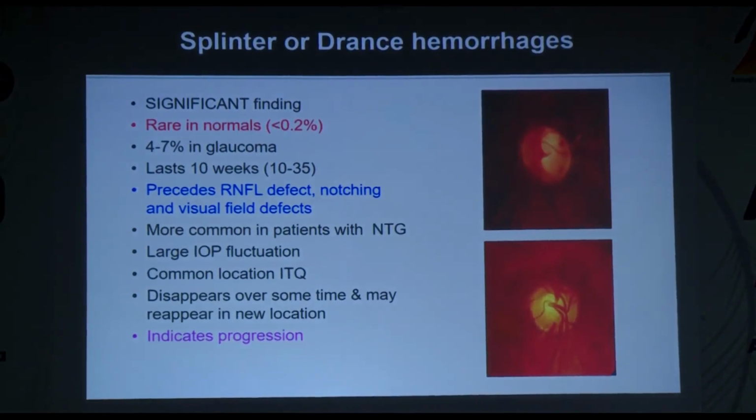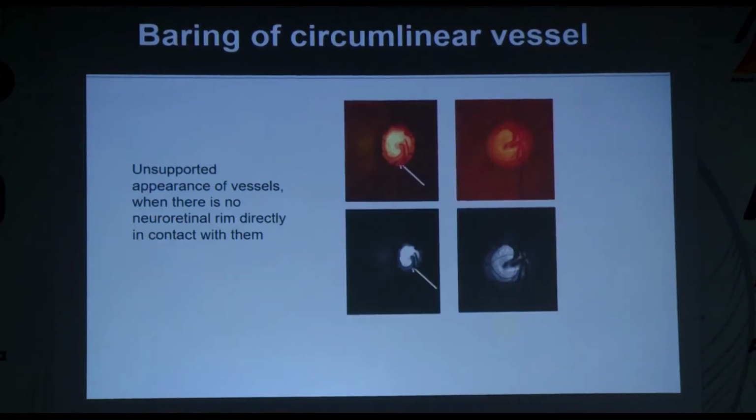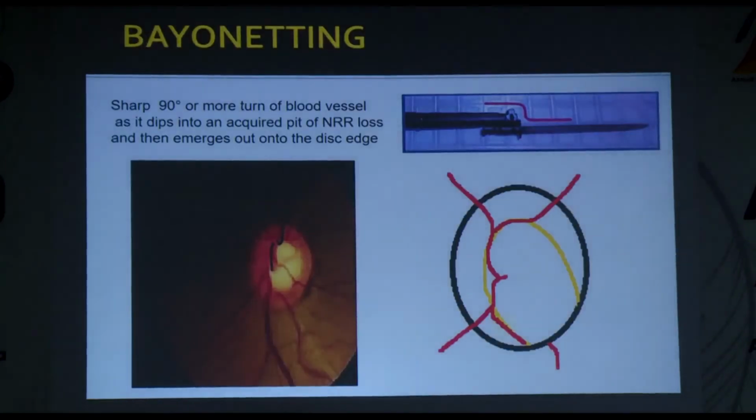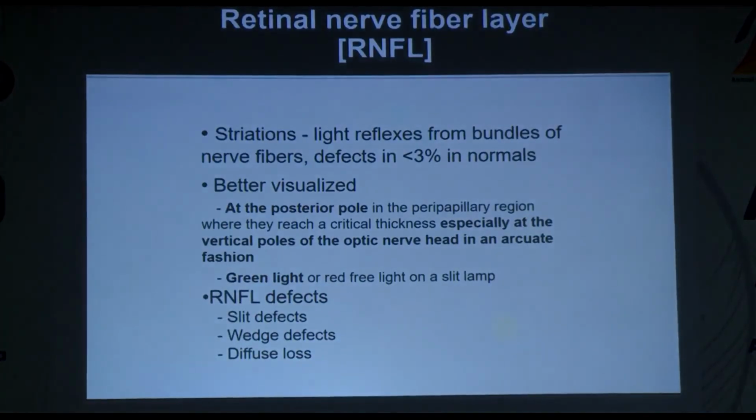Now again, like Dr. Sujata mentioned, look out for Drance hemorrhages. They're very rare in normals, and they can very often precede RNFL defects, notching, or visual field defects. The bearing of circumlinear blood vessels, bayoneting, all these are signs that one needs to consciously look out for.